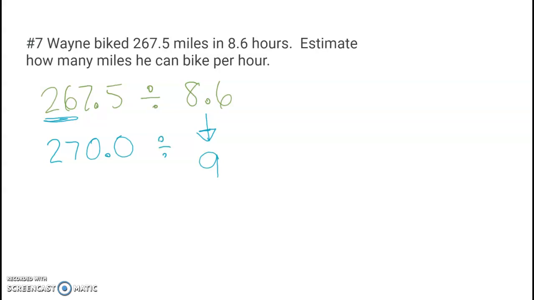So for my estimating, I'm going to do 270 divided by 9. 27 divided by 9 is 3. And then I just add the 0 to the end. And that's going to get me 30 miles per hour.